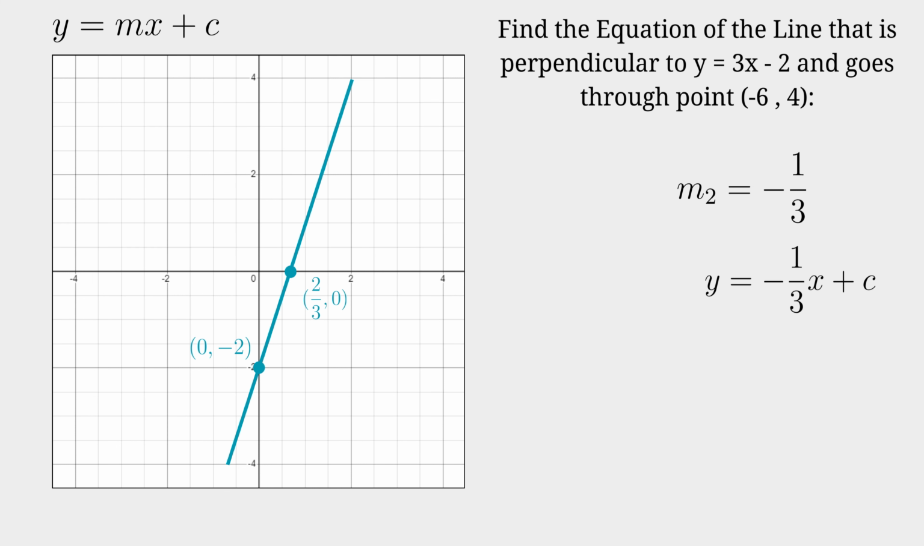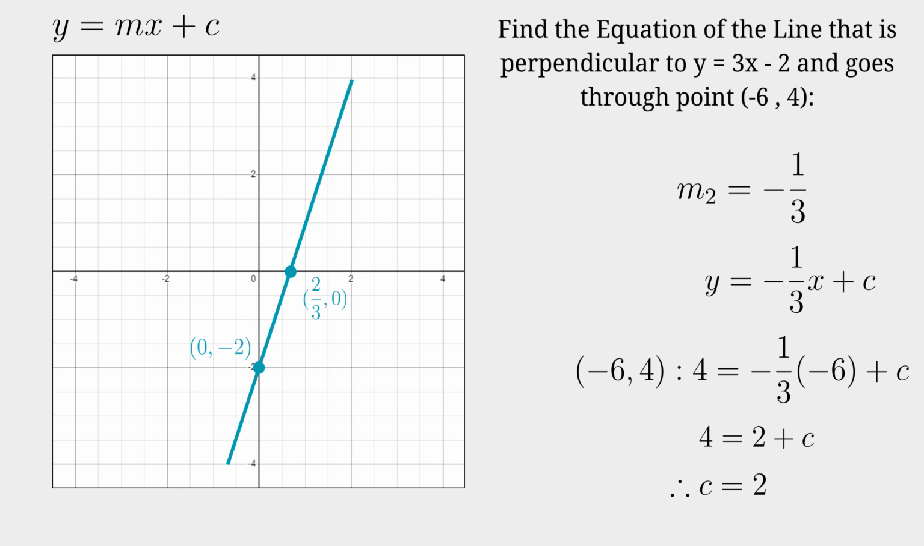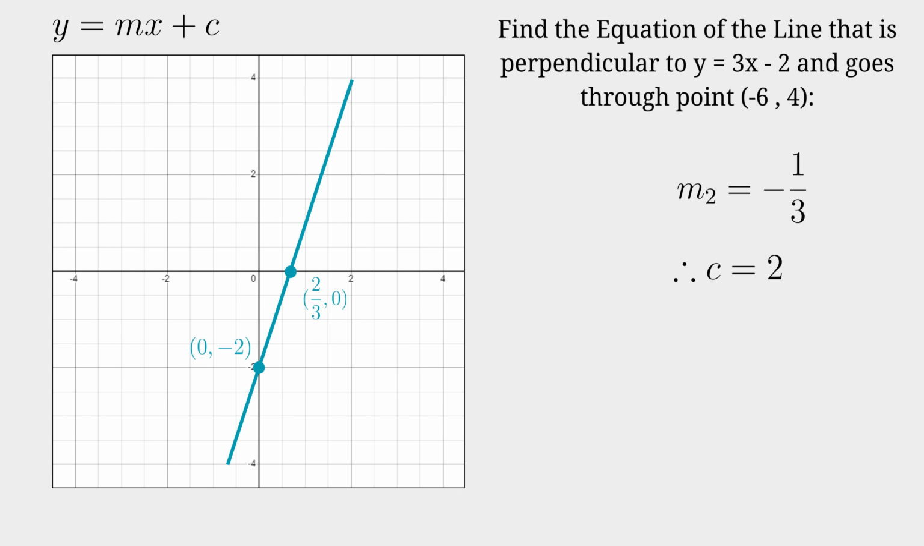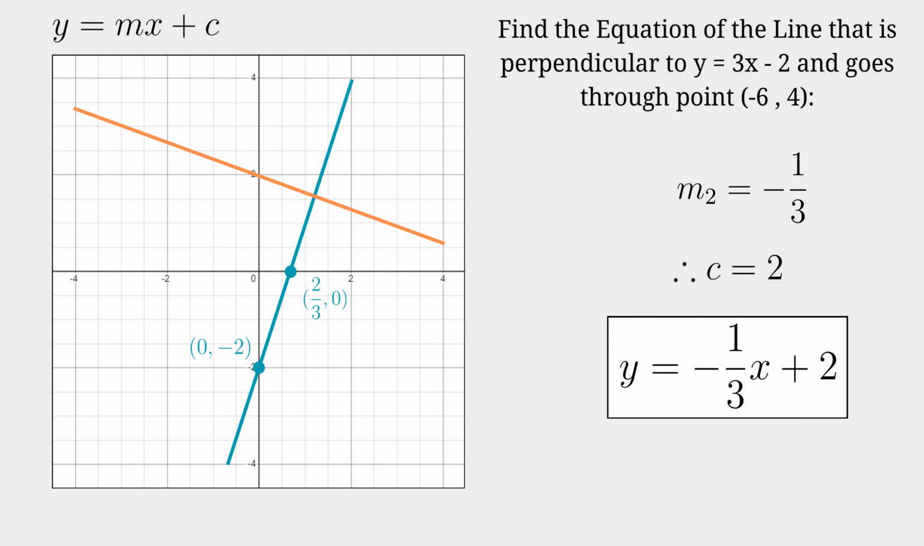Write down your incomplete new line formula and substitute these values for x and y into this equation. Then solve for c. -1/3 times -6 is 2. Then subtract 2 from both sides and there you have your answer for c. c is equal to 2. Now we have our perpendicular gradient and its y-axis intercept, or c, so we can write down the formula. y is equal to -1/3 x plus 2.